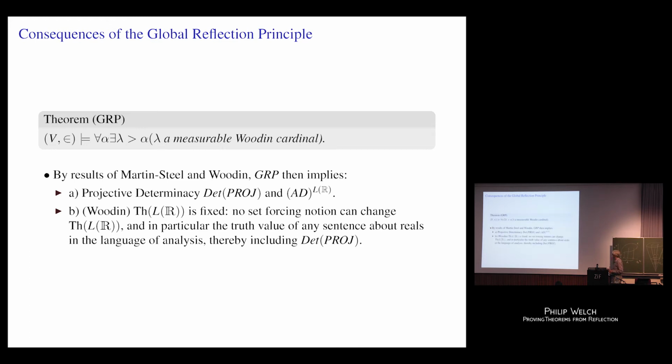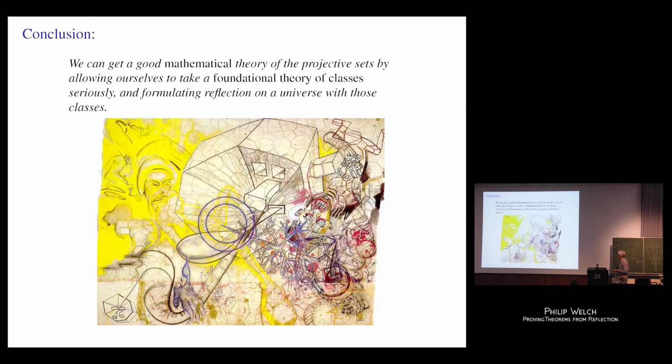It gives us projective determinacy here. It gives us the absoluteness of the theory of L of R, right? This can't be changed by forcing. So in particular, the truths of the language of analysis are now fixed here. So the conclusion is that we are getting a good mathematical theory of the projective sets by allowing ourselves to take a foundational theory of classes more seriously and allowing ourselves to do the kind of reflection that I was talking about. Okay, thank you very much.